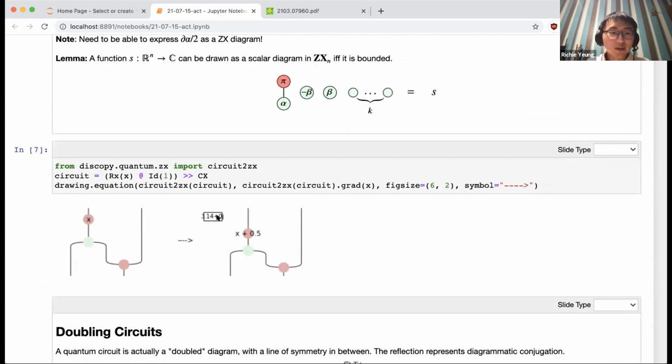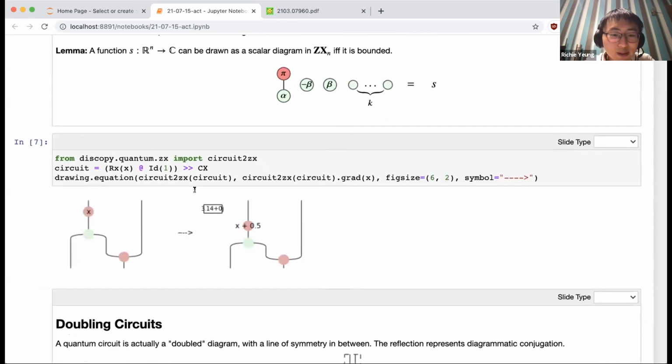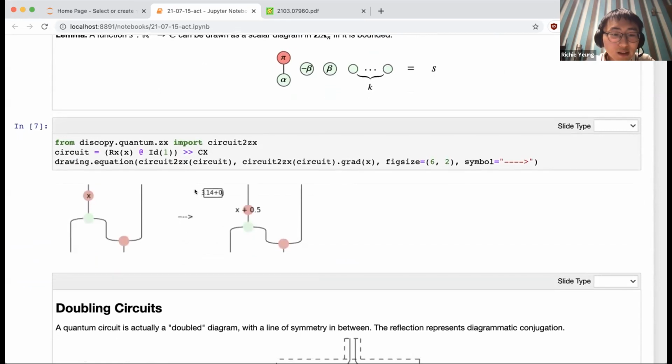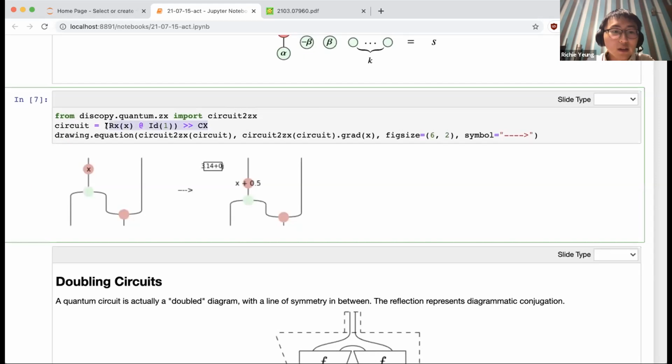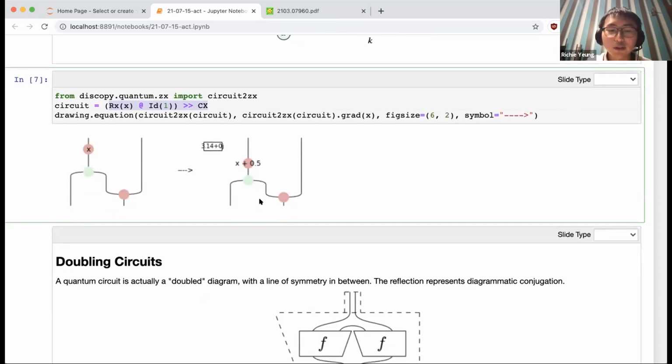Okay, so this is how you would differentiate a ZX diagram in DiscoPy. You define a circuit like this, you apply the circuit functor to ZX, and then you will get something like this. The 0.5 corresponds to a pi because of scaling, since the phase goes from 0 to 1 instead of from 0 to 2 pi.